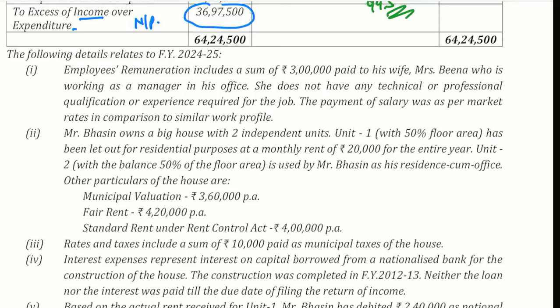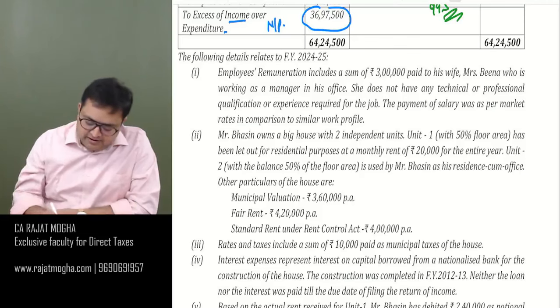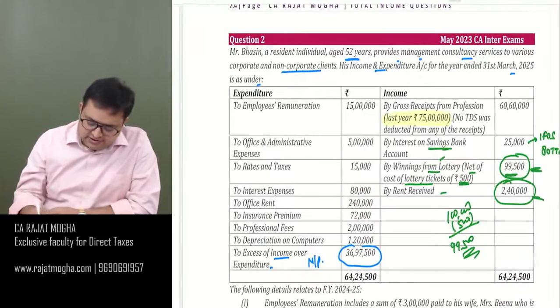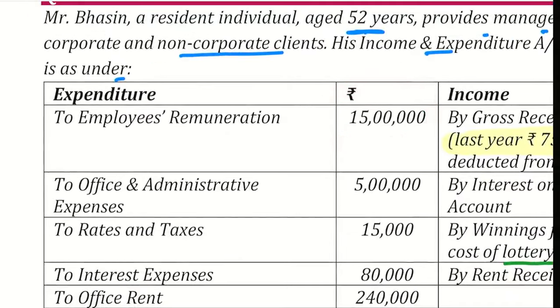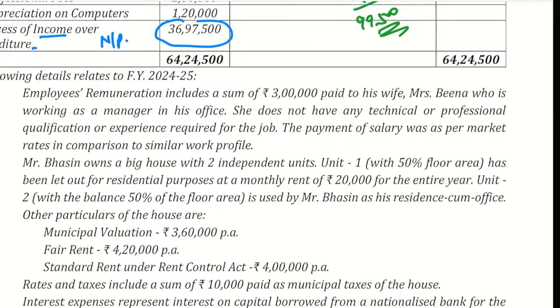Now, they are saying employee remuneration includes a sum of 3 lakh. Let's see what they are talking about. Employee remuneration includes a sum of 3 lakh paid to his wife, Mrs. Beena, who is working as a manager in his office. Okay. So 3 lakh we have paid to the spouse.